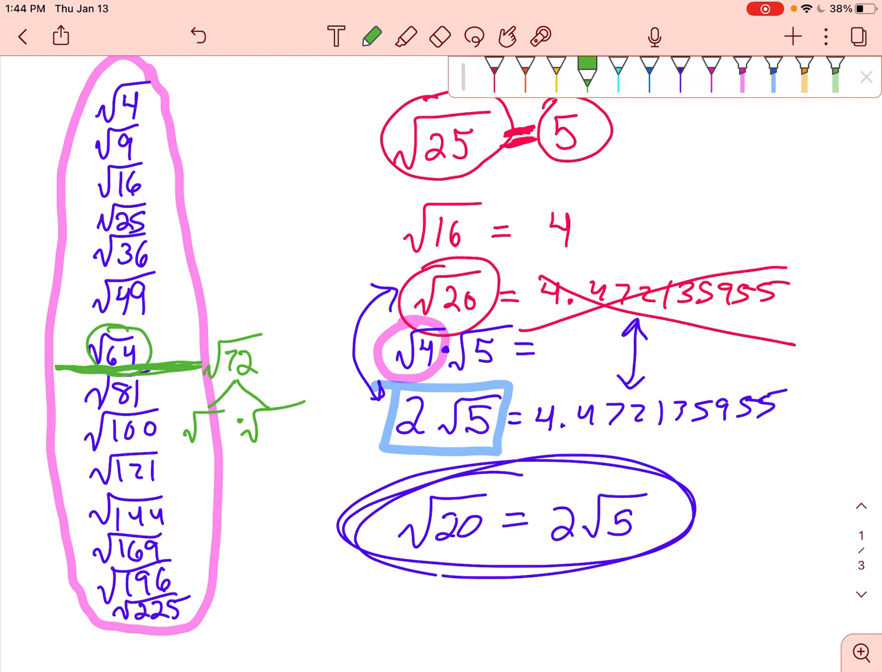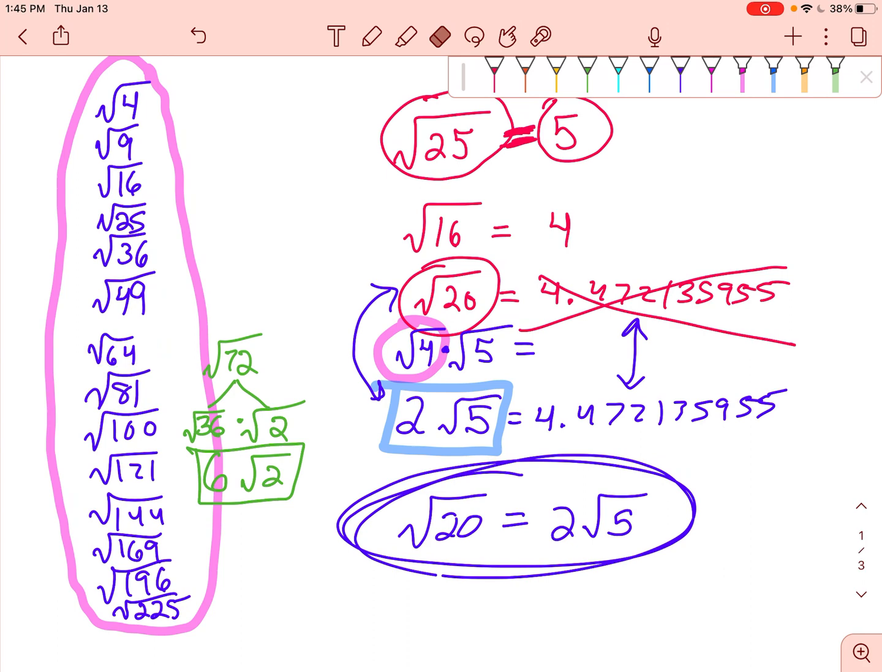And again, pause this, try it. 72 divided by 49. Nope. 72 divided by 36. Ding, ding, ding. 36 goes into 72 2 times. 36 is a perfect child. He comes out. 2 is not a perfect child. He stays inside. My final answer is 6 root 2.